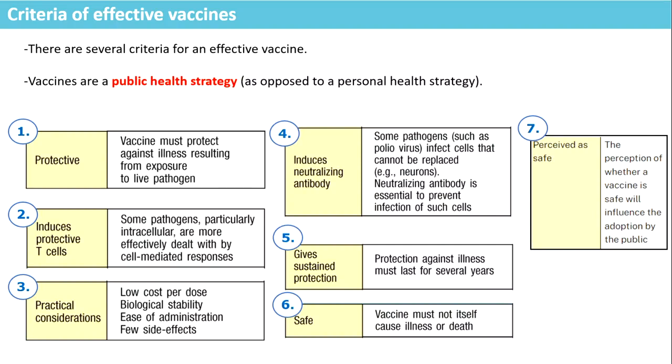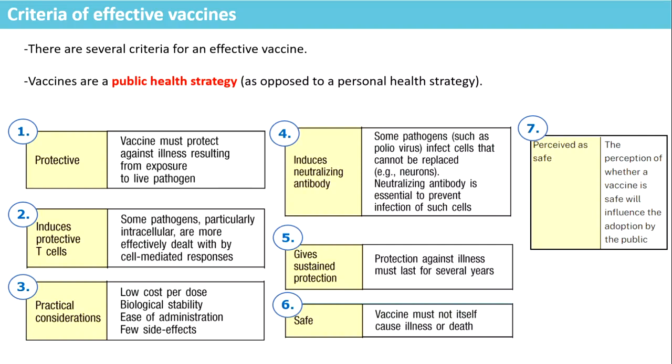When it comes to the criteria of an effective vaccine, these are listed here, but I just want to mention that it's really important to remember that vaccines are a public health strategy. They're not a personal health strategy. We'll touch on that later when we talk about herd immunity, but keep that in mind. Some of the criteria: we want it to be protective, so we want it to protect us against the illness that we may experience if we were exposed to that pathogen without it. We also want to consider whether it induces a protective T-cell response, especially if it's an intracellular pathogen such as a virus, because that will need to be dealt with by cell-mediated responses.